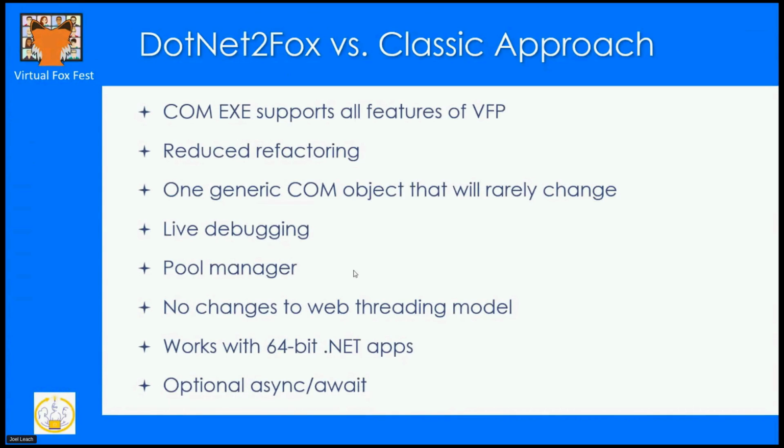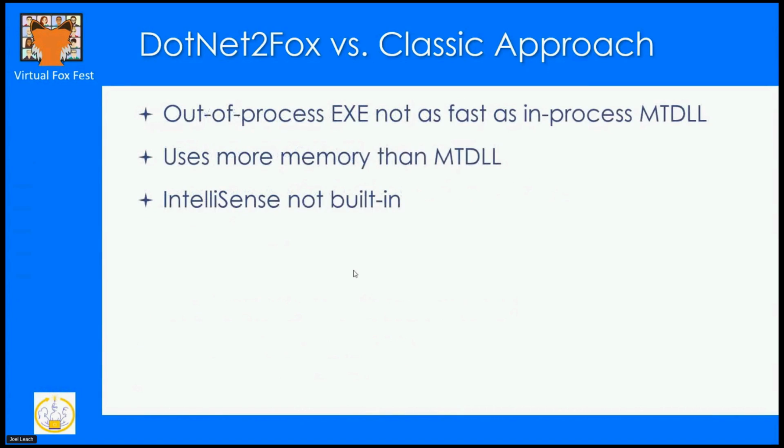Of course, there are some trade-offs, and the pros of multi-threaded DLLs tend to be the cons of using DotNet2Fox. These out-of-process EXEs, any calls you make between .NET and FoxPro, they're just not as fast as an in-process multi-threaded DLL. Now, the difference will usually be negligible, but if you have code that's crossing that COM boundary, say hundreds of thousands or millions of times within a loop, that's going to add up. So that should be factored into your design choices.